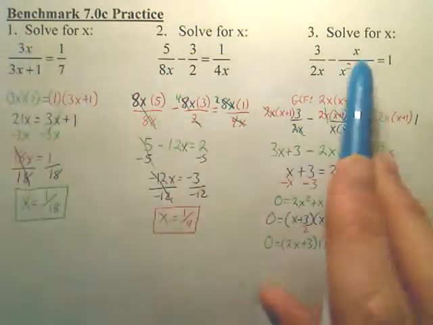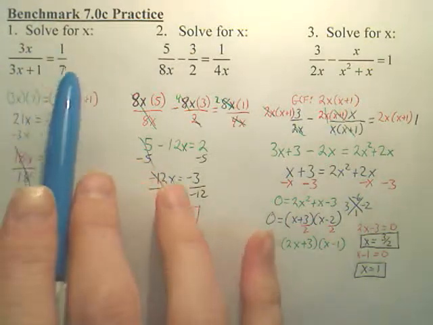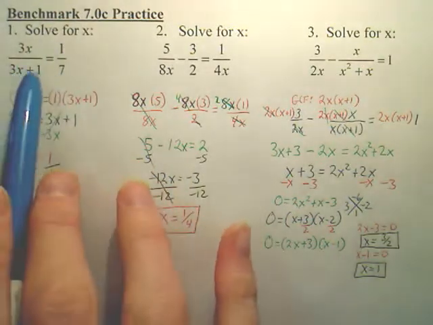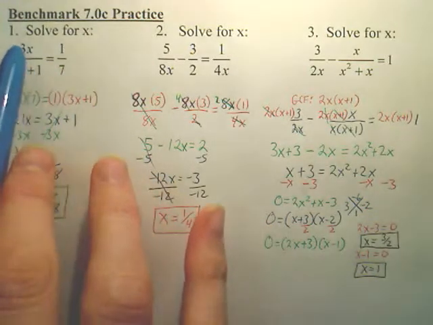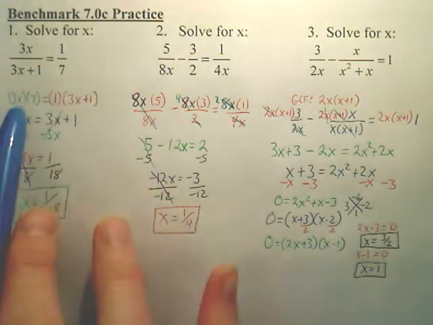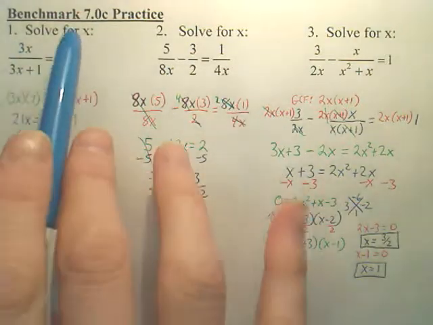I want to solve all three of these rational equations. This one, hopefully you realize, is called a proportion. Whenever you have a fraction equal to a fraction, it's called a proportion. So all we do is multiply diagonally right here and multiply diagonally here. It's called cross multiply for a proportion.